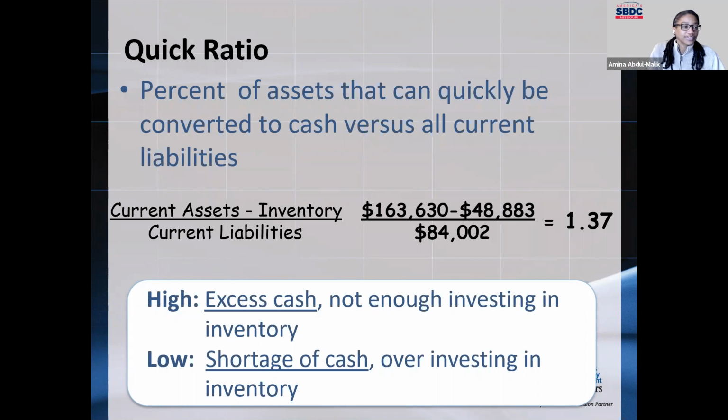Now, if you have a high quick ratio, that means you have excess cash and you're not investing enough back into the business in some way, whether that be in inventory or in a long-term asset somewhere. But if you have a super high quick ratio, it doesn't mean you're doing anything wrong. It just gives you the opportunity to restructure and find better ways to use some of those current assets that you have.